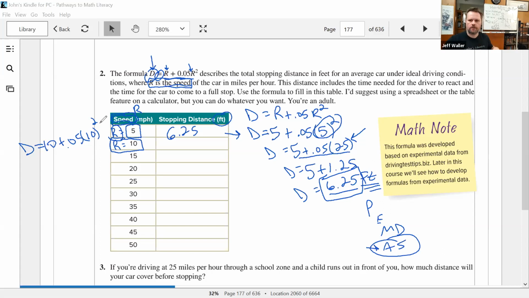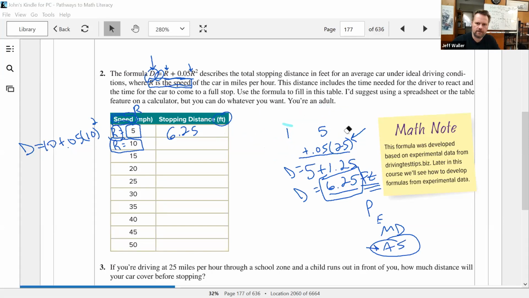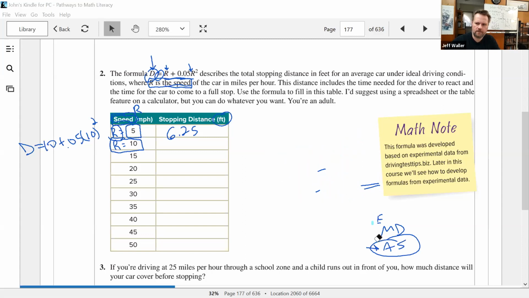So let me do this. Let's work with something we all should be very used to working with. Let me make a new formula, okay? Let me make a simpler formula. There's something we all know well.